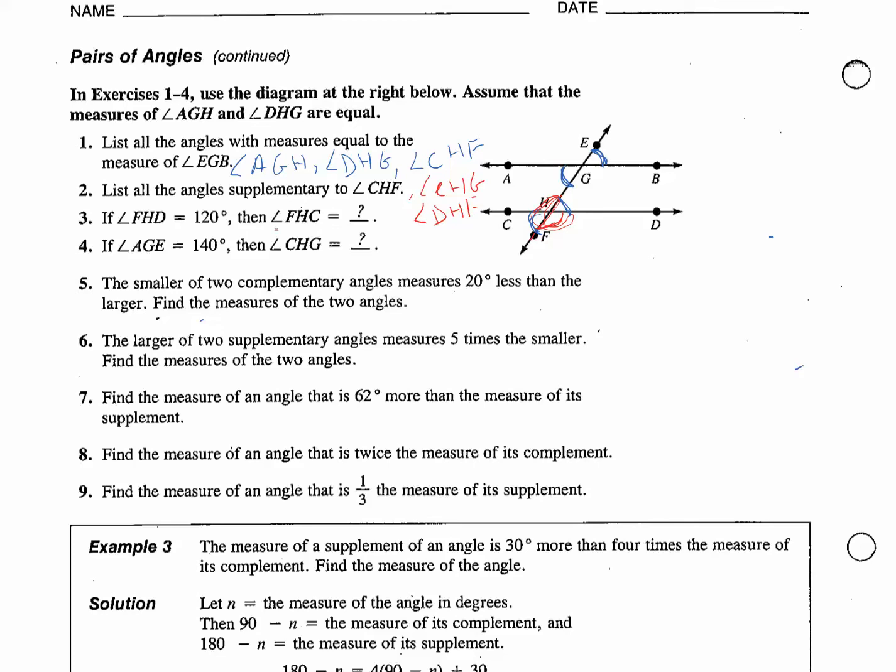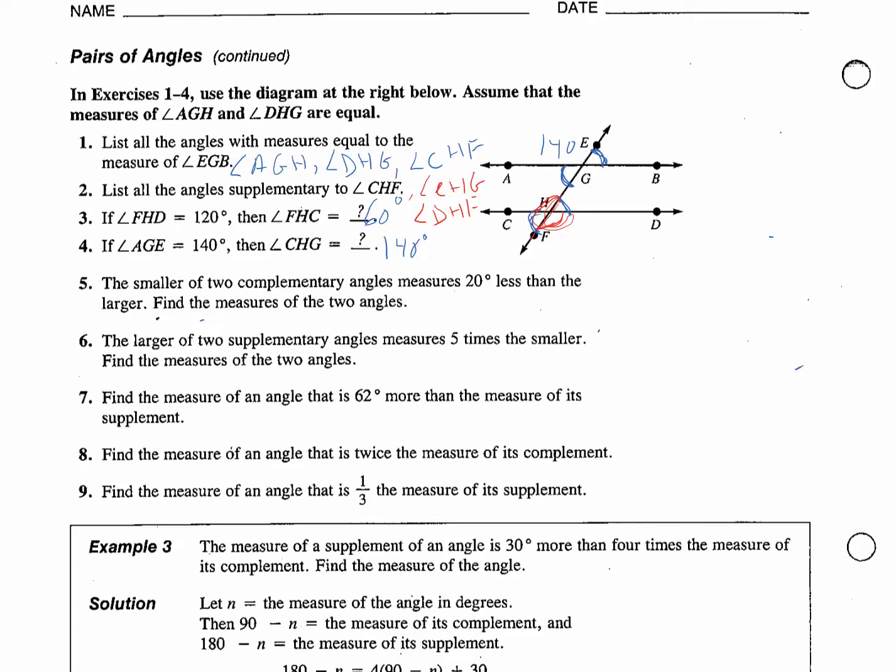Okay, so let's pause the video and see if you can do numbers 3 and 4. Okay, so for number 3, I got 60 degrees because those two together would be supplementary. And for number 4, AGE and CHG would both have to be 140 because they're in the same position. All right, so number 5.